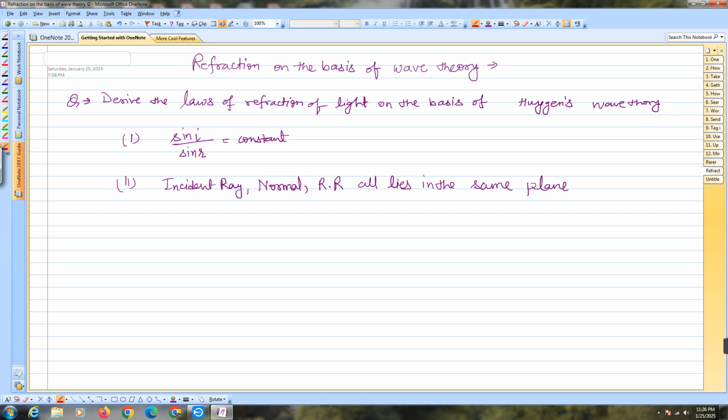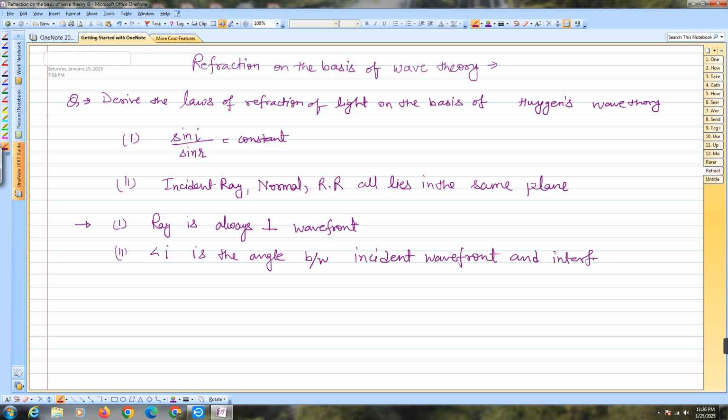We will derive it, but before that I want to tell you a few important points. First, we have to take care of one thing, that a ray is always perpendicular to the wavefront. Second, angle i is the angle between the incident wavefront and the interface.